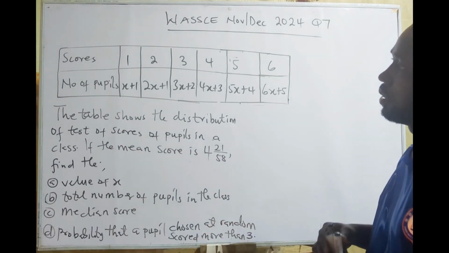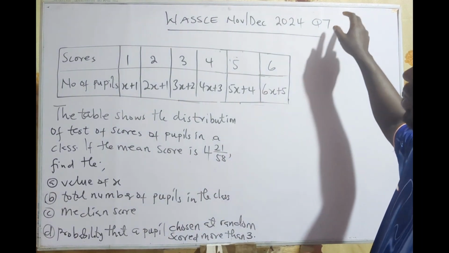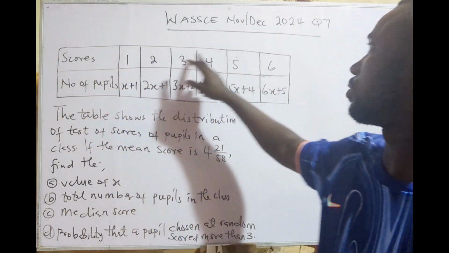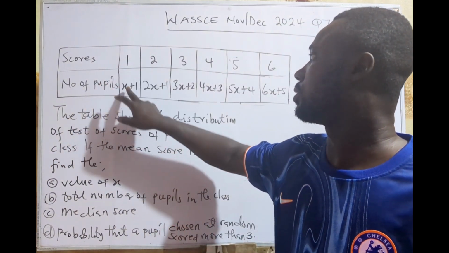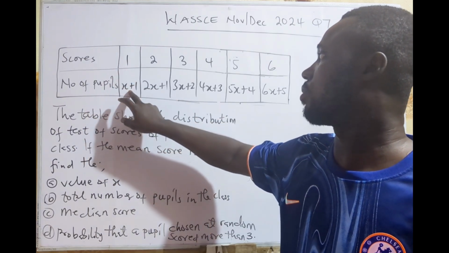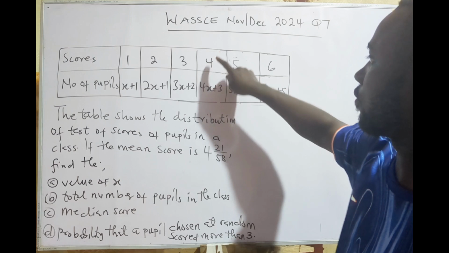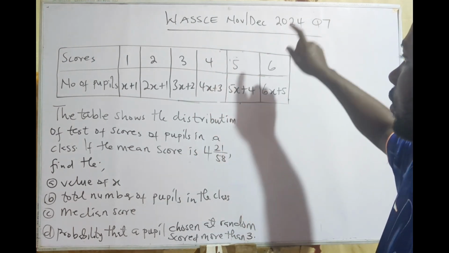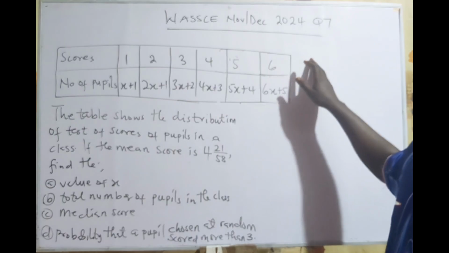Hello. Let's look at the question here. WASSCE November 2024, question 7. The scores are 1 to 6, and then the number of pupils: for 1, s plus 1; 2, 2s plus 1; 3, 3s plus 2; 4, 4s plus 3; 5, 5s plus 4; and then 6, 6s plus 5. So this is a frequency distribution table.